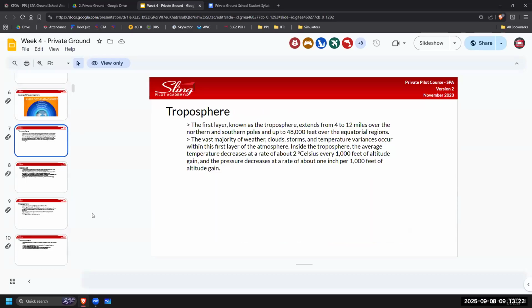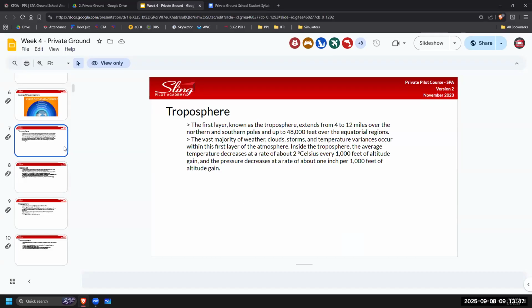But troposphere we'll start with because that's the most important. The first layer, I'll go to the next slide that has exactly the dimensions of it, but the troposphere is important because this is where the vast majority of weather is concentrated. Weather, clouds, storms, temperature variances, they're all inside the troposphere.